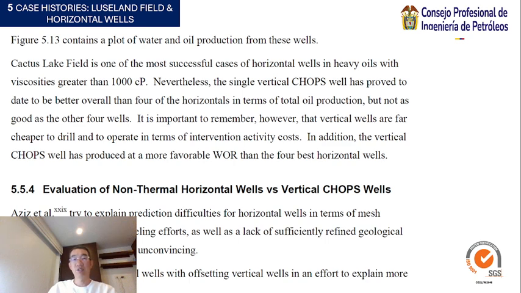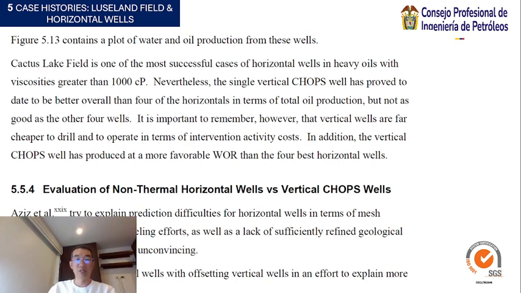It is important to remember, however, that vertical wells are far cheaper to drill and to operate in terms of intervention activity costs. In addition, the vertical CHOPS well has produced at a more favorable WOR than the 4 best horizontal wells. 5.5.4 Evaluation of non-thermal horizontal wells vs vertical CHOPS wells.